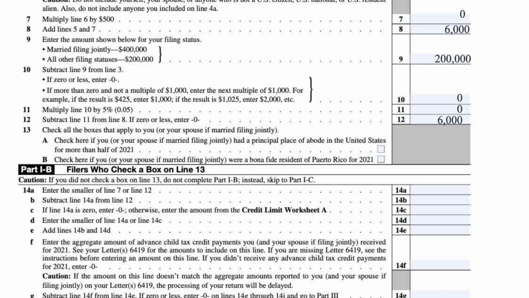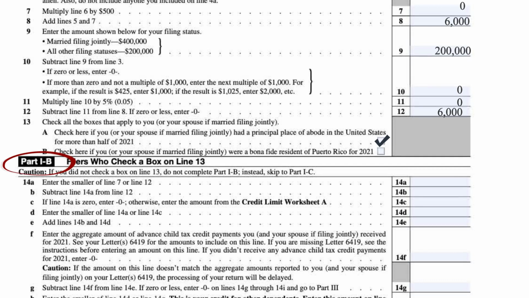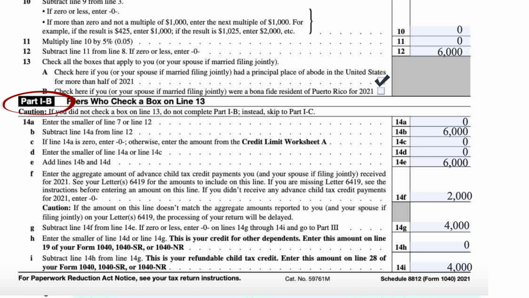Then you will check any boxes that apply on line 13. We will check the first box, which applies to Emily, and we will go on to Part 1B. We are going to complete Part 1B.